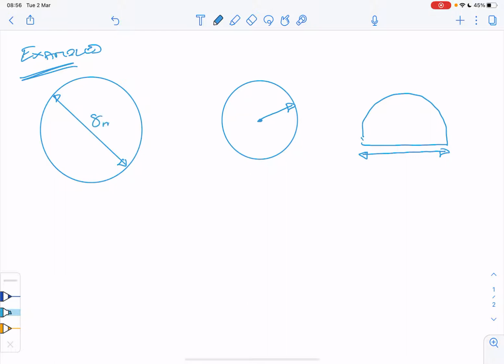So let's say this is 8 meters. Let's say this is 10 centimeters. And let's say this is 5 millimeters. And that's what you need. That's all you need to be able to find the circumference. And that's what we're doing for each one of these.